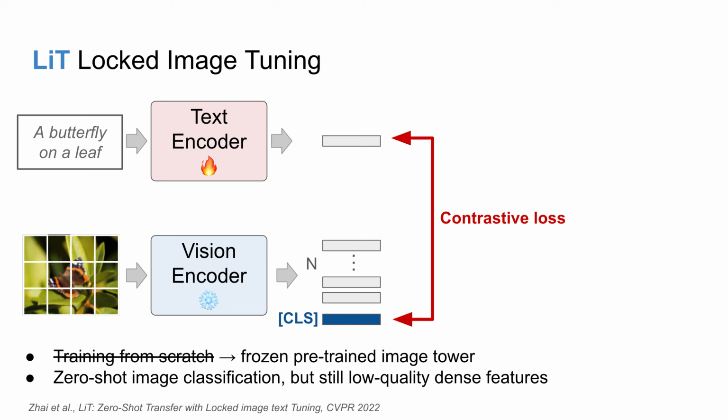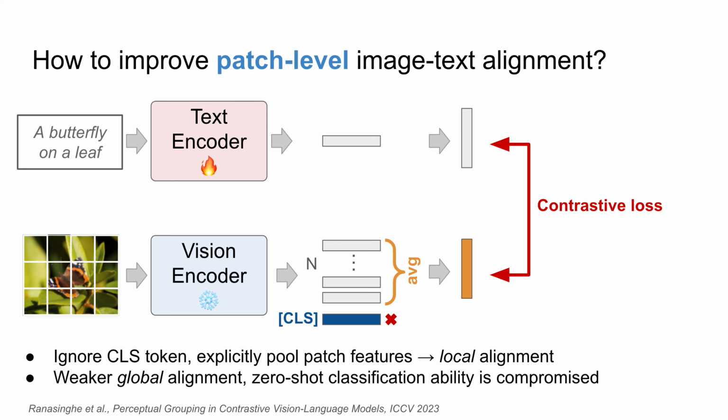Alternatively, LiT, which stands for Locked-image Tuning, reuses a pre-trained vision encoder. The image encoder is kept frozen to reduce training costs and also preserve the learned visual features. The text tower is trained from scratch as in a regular CLIP model. If LiT reduces drastically the costs of training, it still does not address the lack of patch level feature alignment.